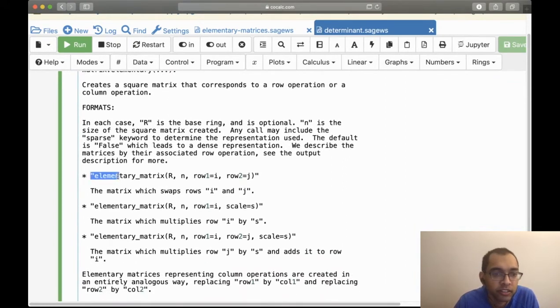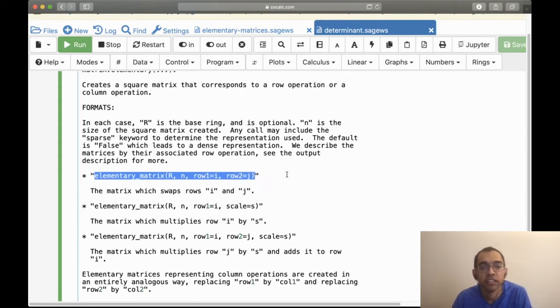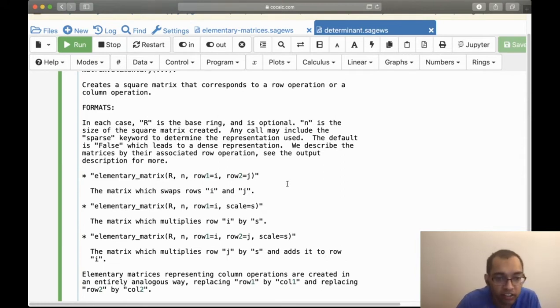So here's one thing that's important: if you want to get the elementary matrix that swaps rows I and J, here's the syntax or notation for it. Now, one important point is that in Sage, numbering starts with 0. So what I normally in my lectures and everyone else calls row 1, Sage refers to as row 0. Okay, and I'll illustrate that in a few moments.